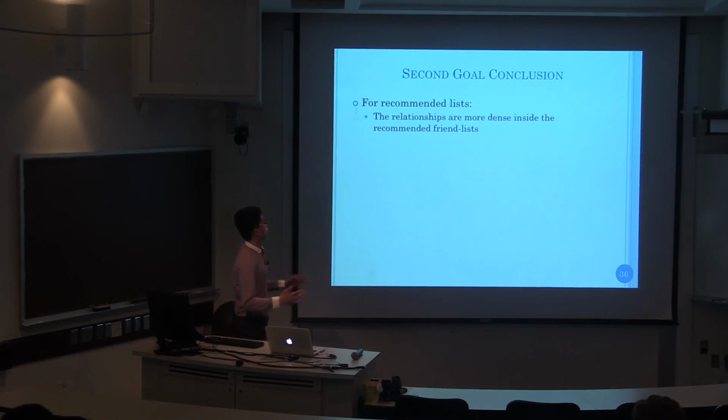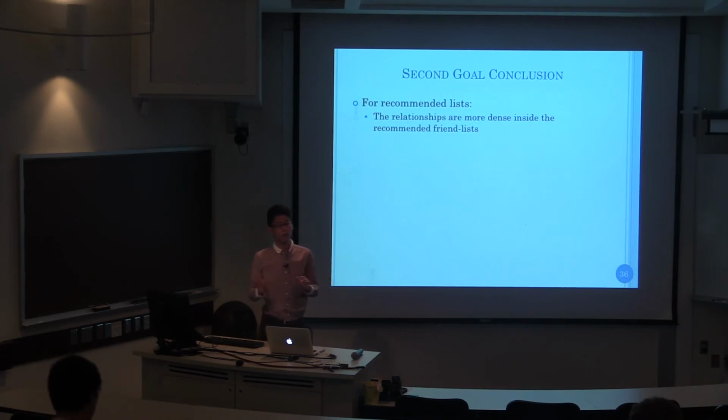So now we have also achieved the second goal. The relationships are more dense inside the recommended friend list, which means we verified the fact for the recommended list. So we can compare the recommendation result with the actual friend list to see how good the algorithm is.